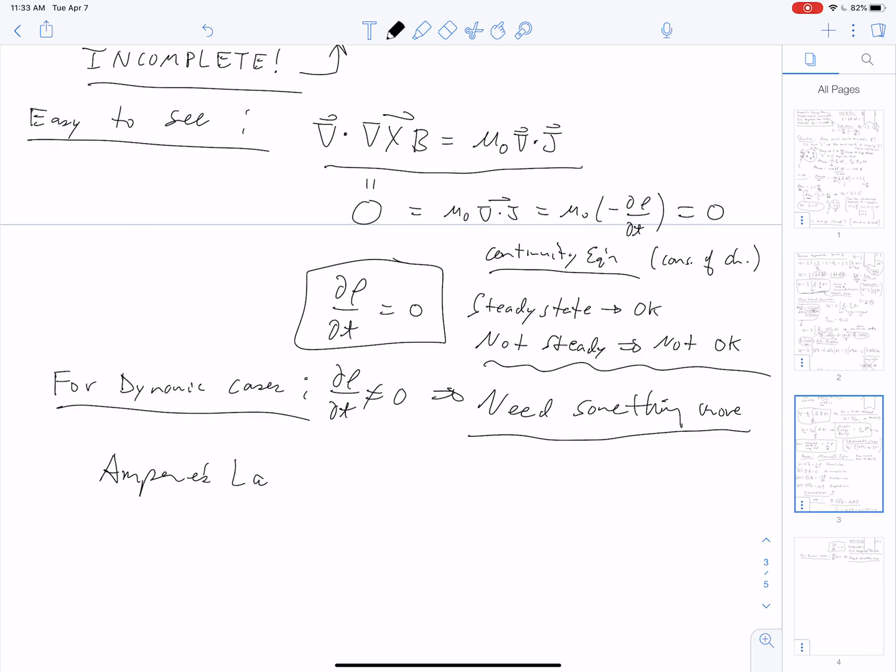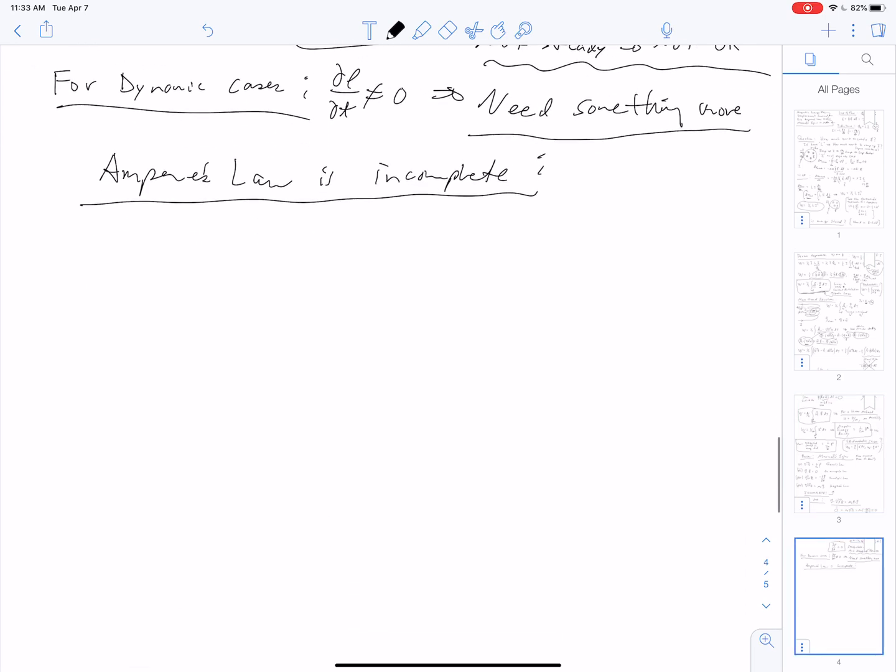Ampere's law is incomplete. And there's another famous argument for this as well, I'll just mention, because it's a famous thing that everyone should see at least once in their life. Maybe most of you have already seen it somewhere, but some of you probably haven't. So let's look at it now from the point of view of the integral form.